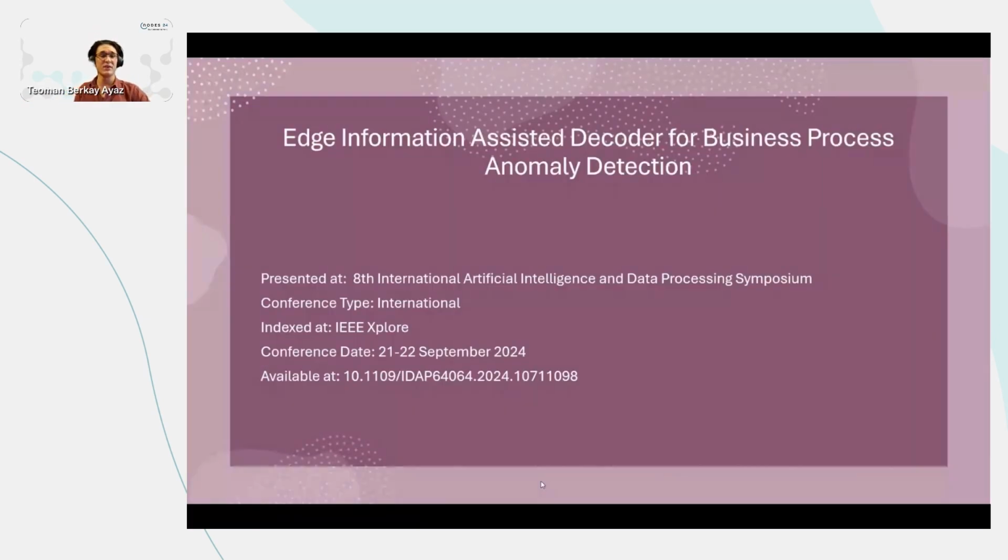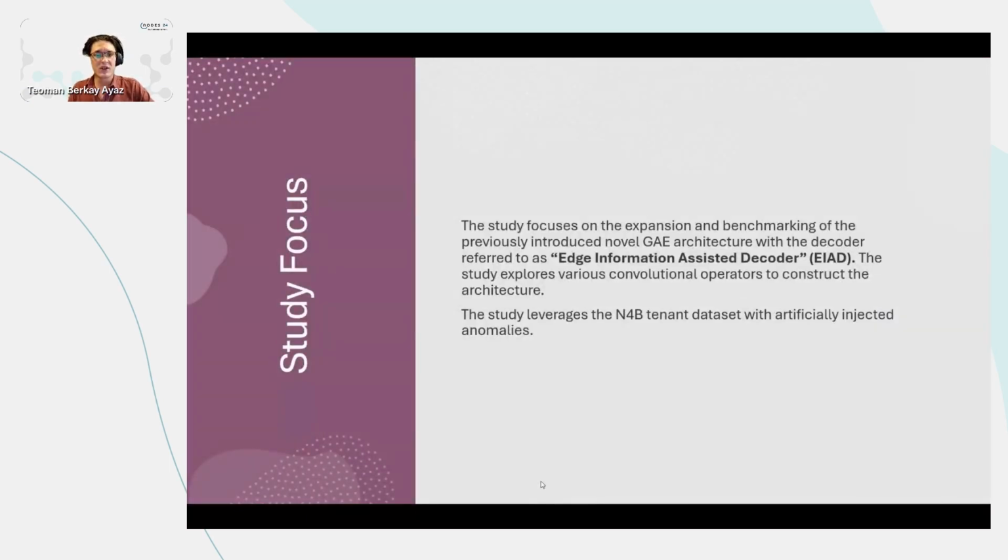So the next one I'd like to present to you is an expansion of the graph neural network model I've introduced to you in the first study. This one was presented at the International Artificial Intelligence Data Processing Symposium. This study focuses on the usage of what we refer to as the Edge Information Decoder. As I've mentioned, in this study, we explored ways to construct this type of decoder with varying convolutional operators as well as experiment with other parameters.